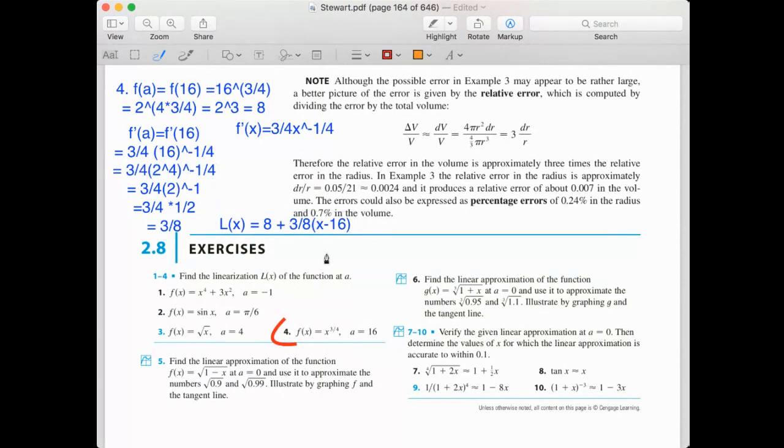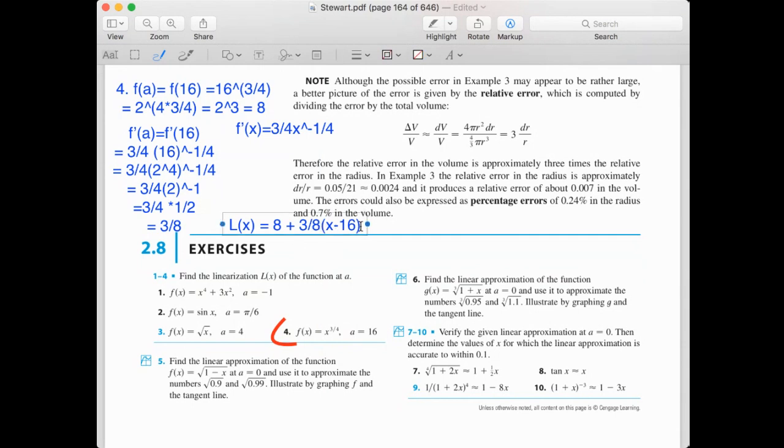Sir? Yes, I have a question. So you wouldn't distribute it, right? The 3 over 8, you would just leave it like that. You don't have to distribute it. You don't really have to. If you want to simplify it, you may simplify. Okay, all right, but you don't really have to. Okay, thank you. You're welcome.